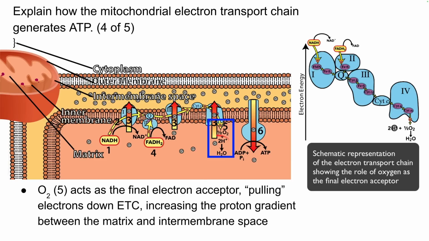Oxygen acts as the final electron acceptor. And what it's doing is it's so electronegative that it's pulling electrons down this electron transport chain. And as it does, it absorbs electrons and protons that are available in the matrix, and that increases the gradient. This is why you need oxygen to do aerobic respiration, because it's the final electron acceptor in the electron transport chain.